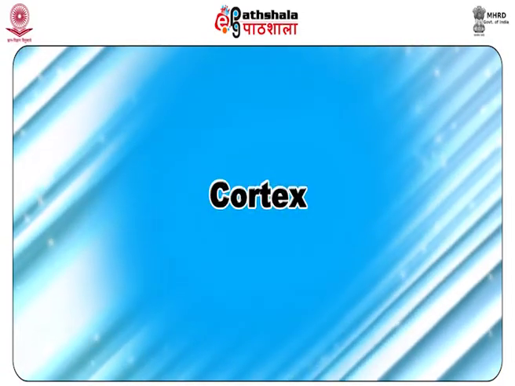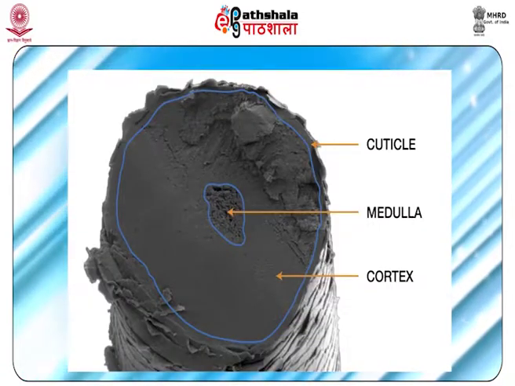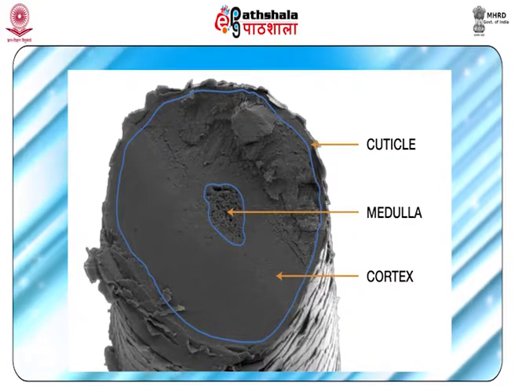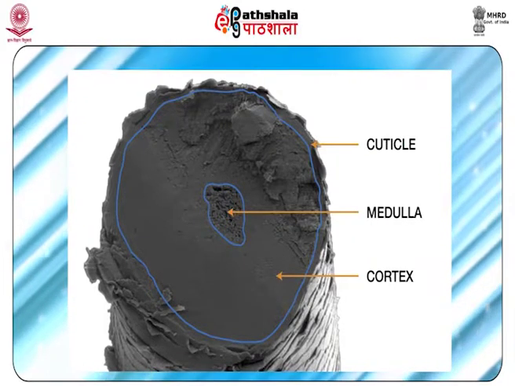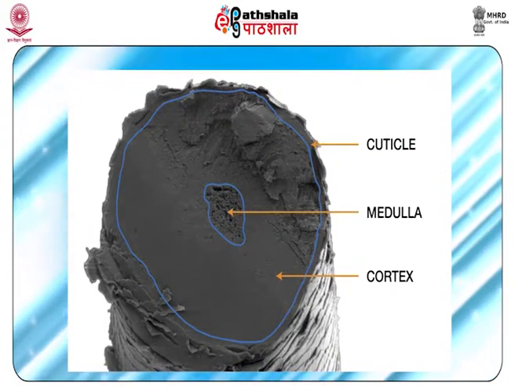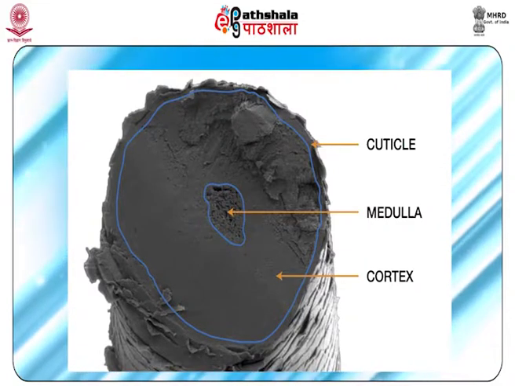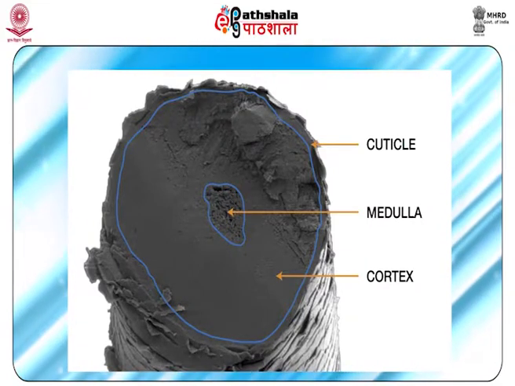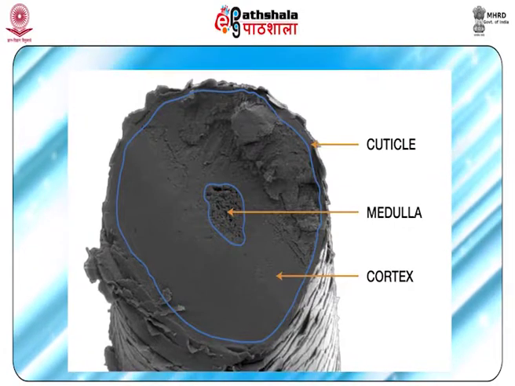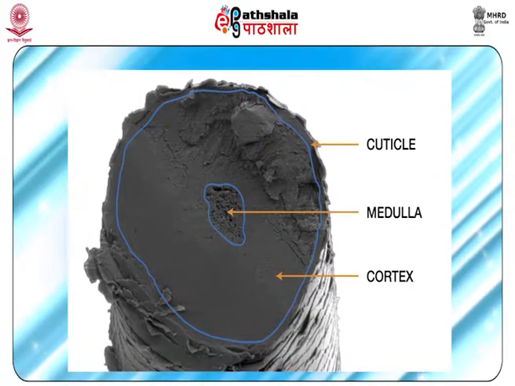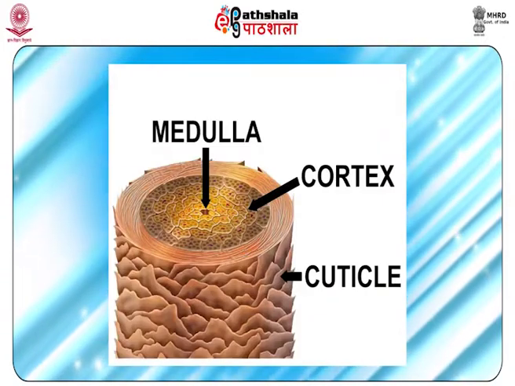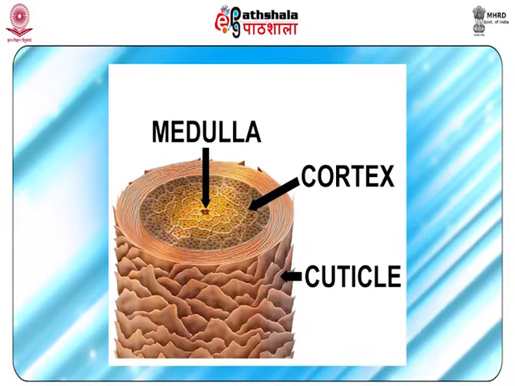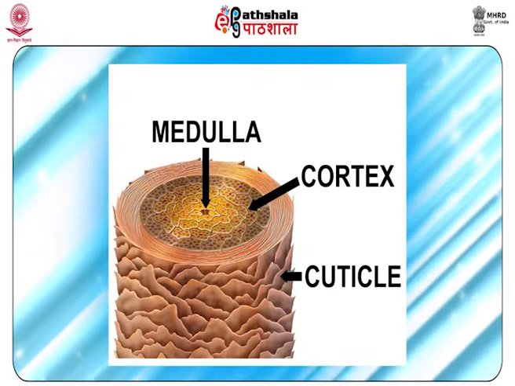Next is the cortex. The cortex constitutes the middle layer, which is made from long thin cells, firmly linked to one another. It provides strength, elasticity, and a unique texture to the hair. The cortex is the thickest of the three layers and makes up about 80 to 90% of the hair's diameter. Hardened fibrous cells are bundled together. Every fibrous cell is made up of thousands of protein molecules.